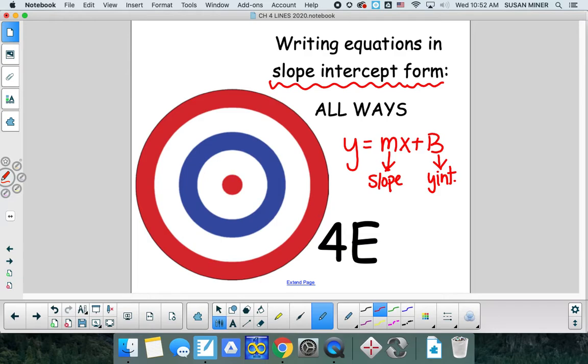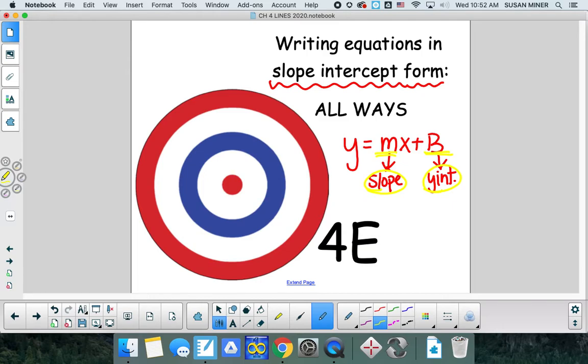The reason why this is the slope-intercept form is because I can tell what my slope is, and I can tell what my y-intercept is. I'm looking for these two numbers in this equation. Remember, any letter in a formula just represents a number. So we are looking to be able to write this equation from anything that we're given.